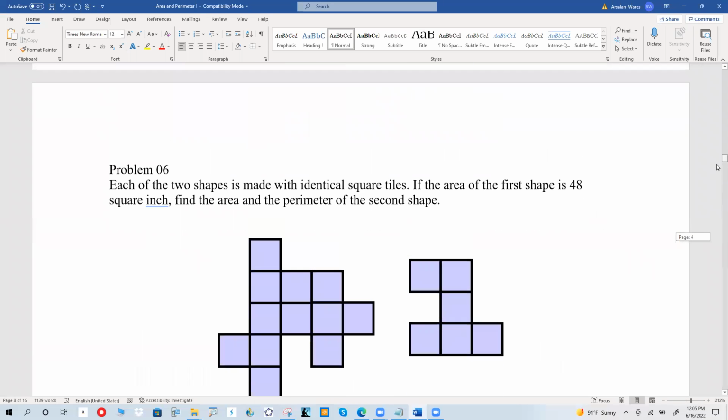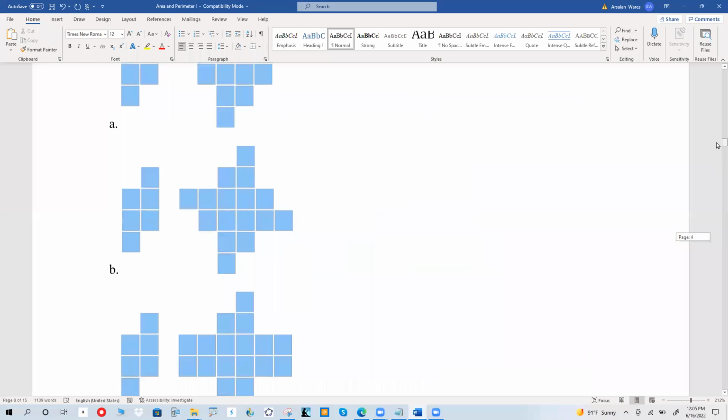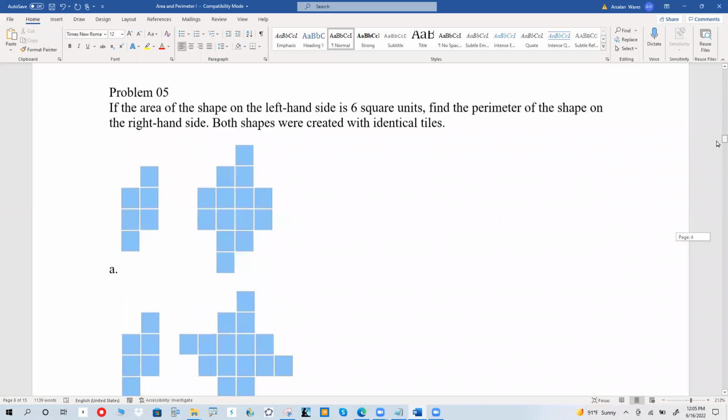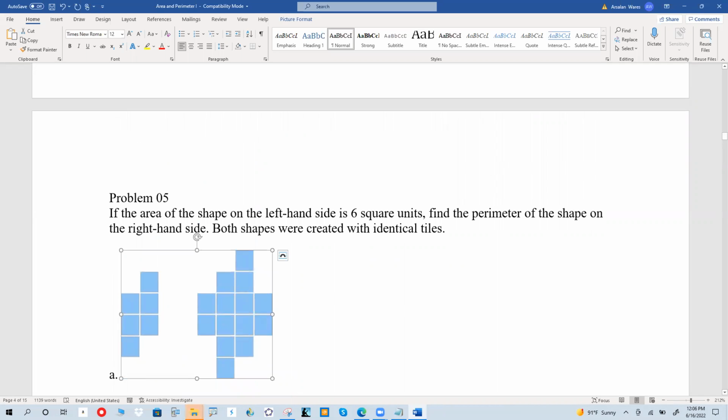Let's do a couple more, guys. As I told you, some of these problems will get a little messy, but don't worry. We're going to work on this. Let's try this one. Same kind of a deal. If the area of the shape on the left is 6, I'm just going to take the picture. That's all I need. But read the text here. Let me make sure we are recording. I'm pretty sure I am.